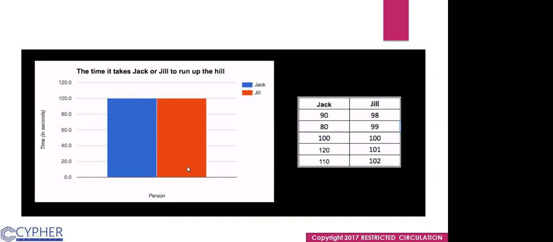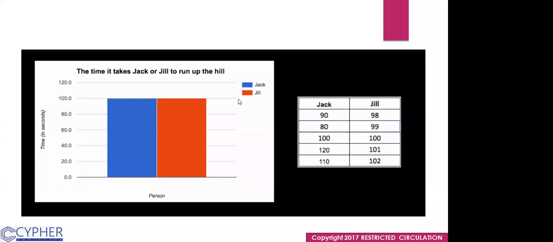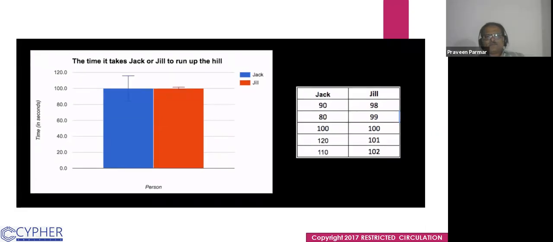100, 100. So the mean is the same, but their spread, or we could say scatter, is different. For checking it, we could take the standard deviation. This is the standard deviation for Jack. You see it is higher, and here we are getting the lower standard deviation. You see 98, 99, 100, 101, 102. So a small standard deviation is there.